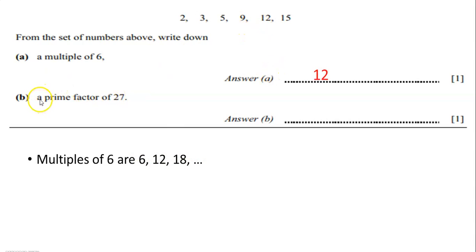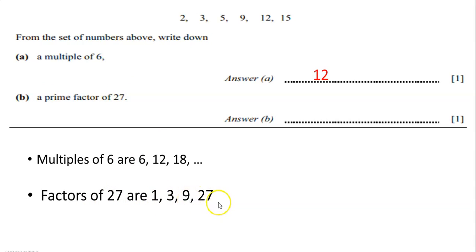Question B: a prime factor of 27. Let's first find all the factors of 27. The factors of 27 are 1, 3, 9 and 27. Now 3 and 9 are the factors of 27 which are present over here. But be careful, the question says a prime factor, meaning it has to be a prime number. So out of 3 and 9, which one is a prime factor? Yes, it is 3. So 3 is a prime factor of 27.